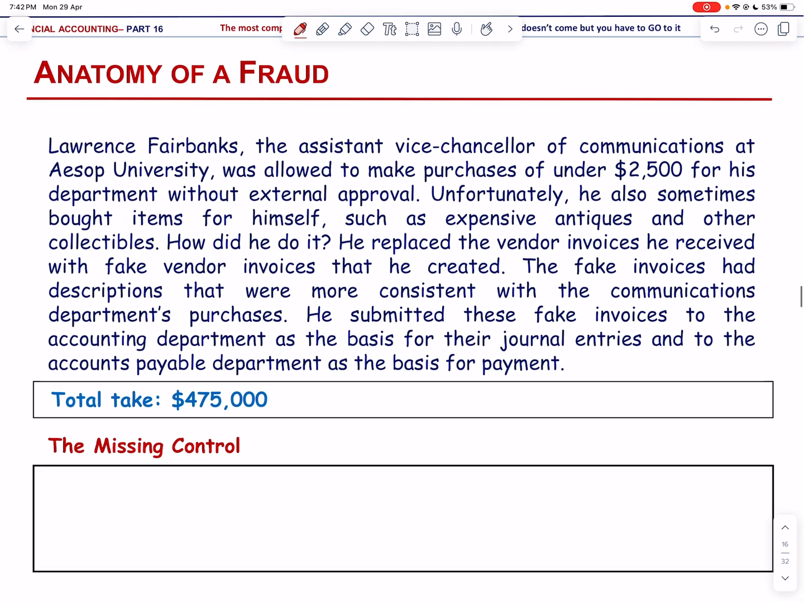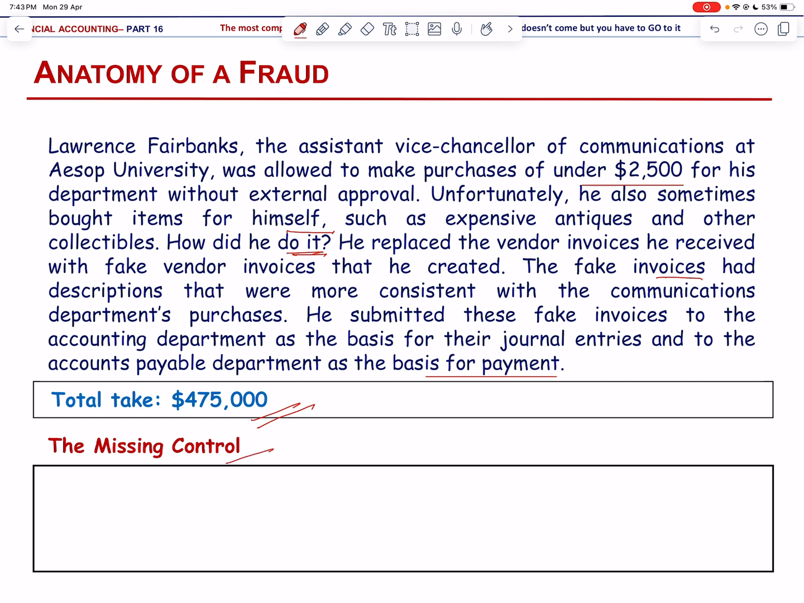Now, Lawrence Fairbanks, the Assistant Vice Chancellor of Communications at ISOP University, was allowed to make purchases of under 2,500 for his department without external approval. Unfortunately, he also sometimes bought items for himself, such as expensive antiques and other collectibles. How did he do it? He replaced the vendor invoices he received with fake vendor invoices that he created. The fake invoices had descriptions that were more consistent with the communications department's purchases. He submitted these fake invoices to the accounting department as the basis of the journal entries and to the accounts payable department as the basis for payment. The total take in this fraud was 475,000.